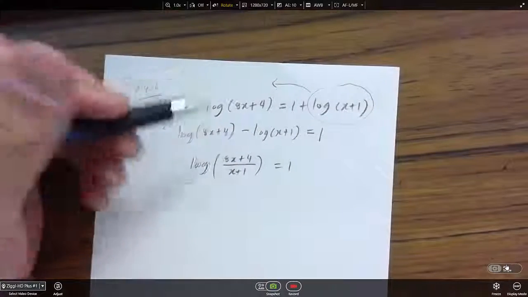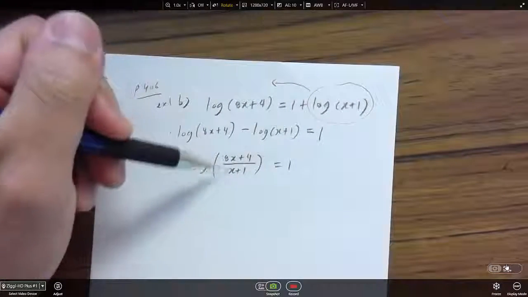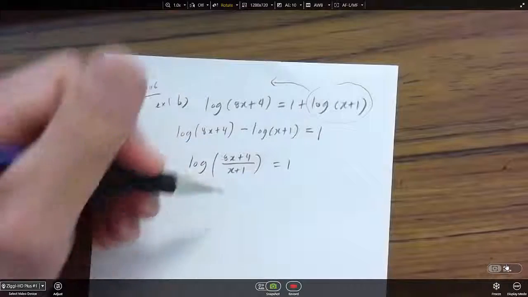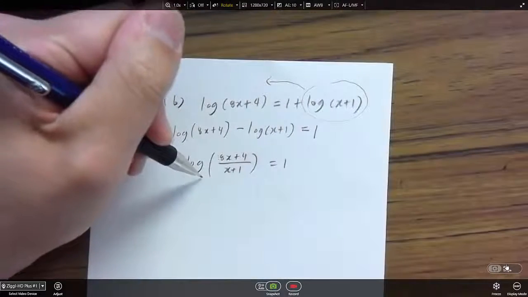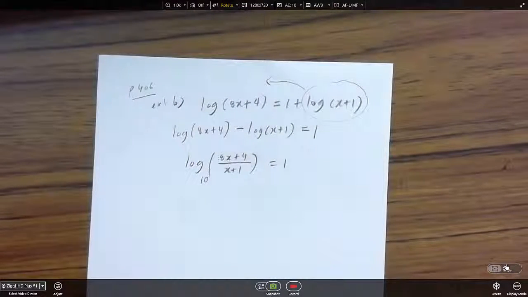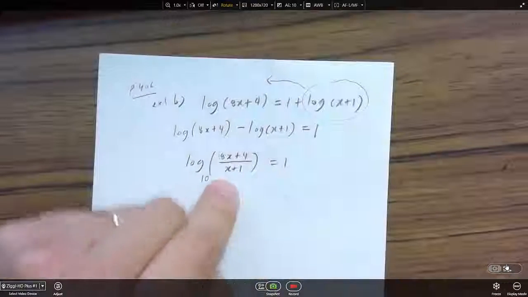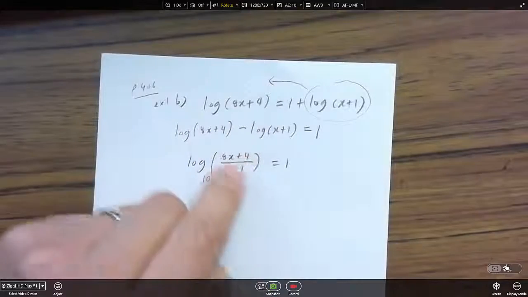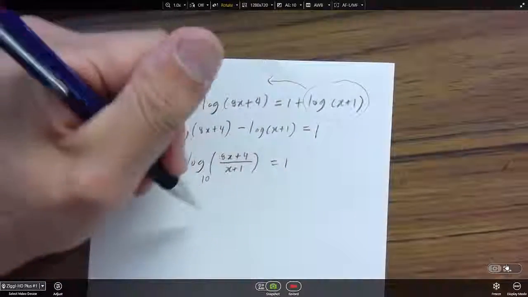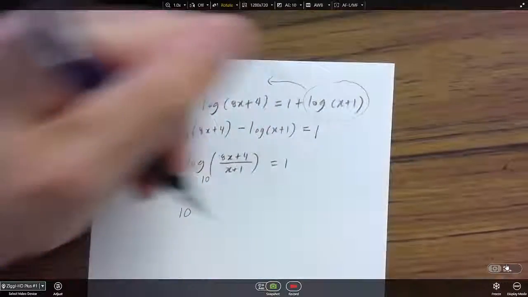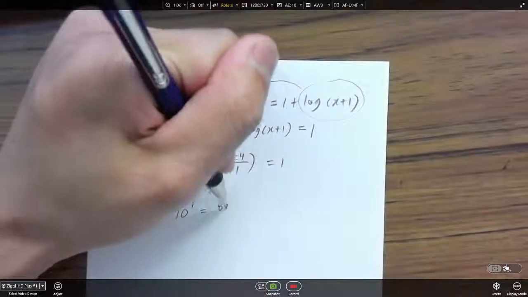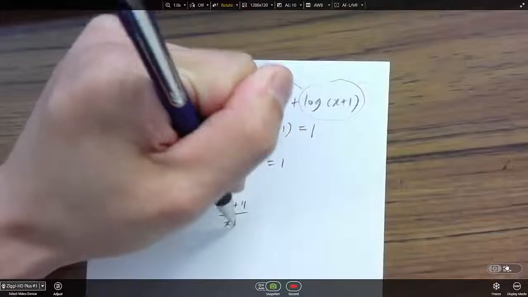Just kidding. Okay, so as you can see, it would have been nice if things canceled out nicer, but we're going to go back here. We're going to say the base is 10. We're simply going to rewrite it in exponential form. 10 to the 1 is equal to the answer. The answer is always beside the word log. So 10 to the 1 is equal to the answer, which is 8x plus 4 over x plus 1.